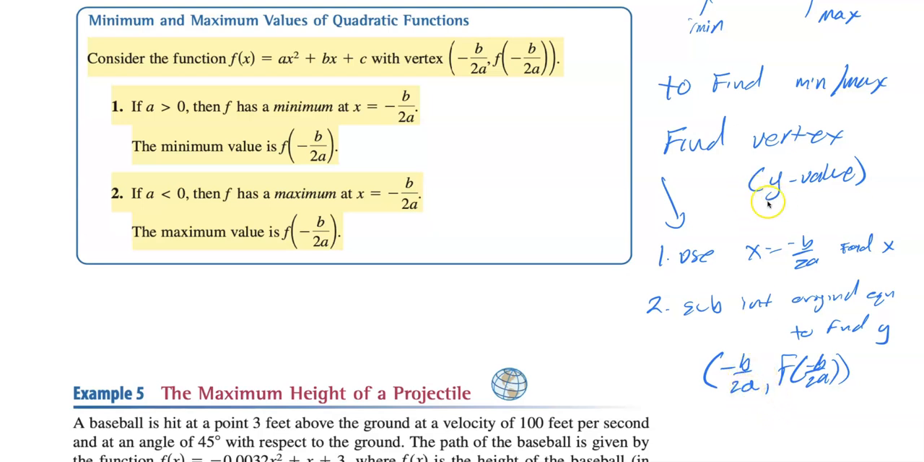So -b over 2a is the x value of the vertex. What's f of -b over 2a? That's what this says, f of -b over 2a. That just means plug it in. Plug your x value into the equation. That's what f of -b over 2a is. So you'll see it like this, and that's all that means. That's how you find that axis of symmetry, and then all that means is plug it in. So if I give that to you, that's what that means.